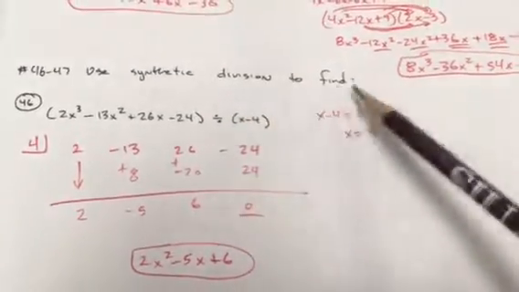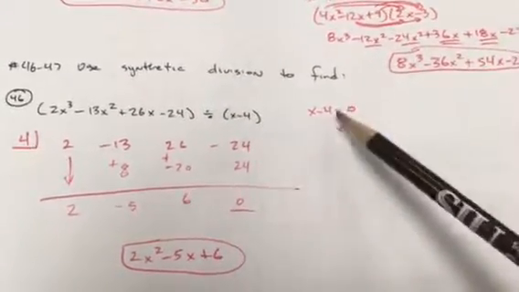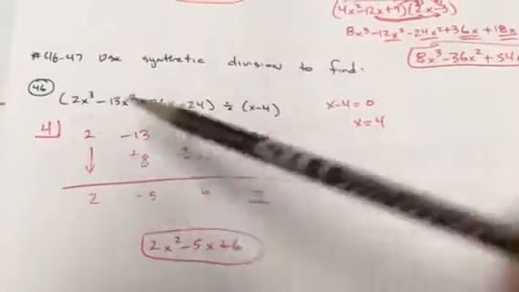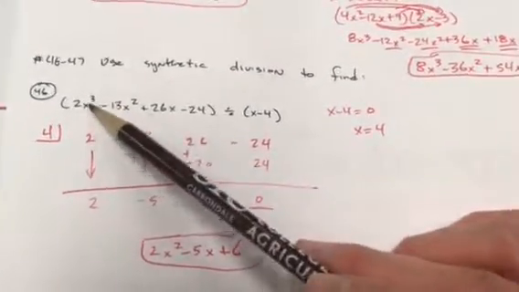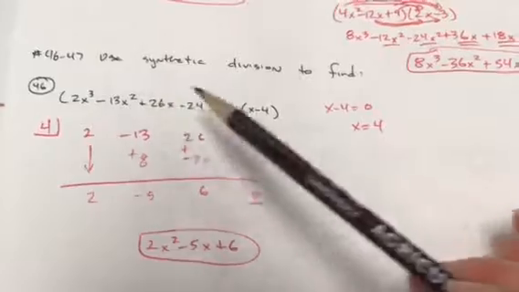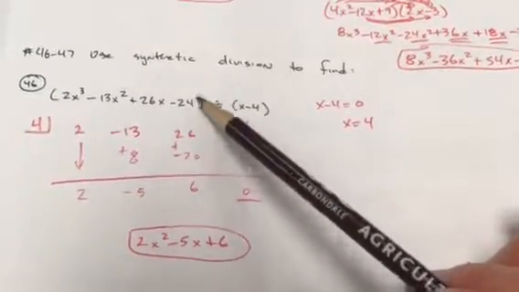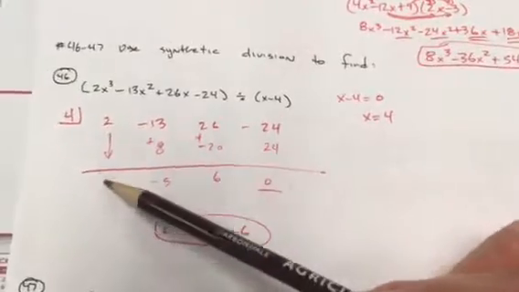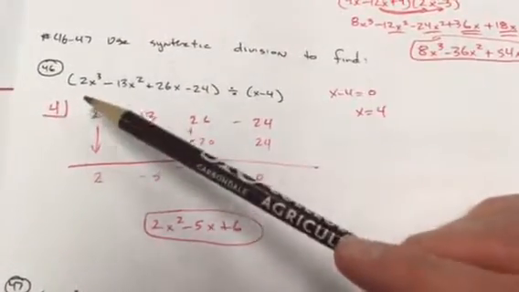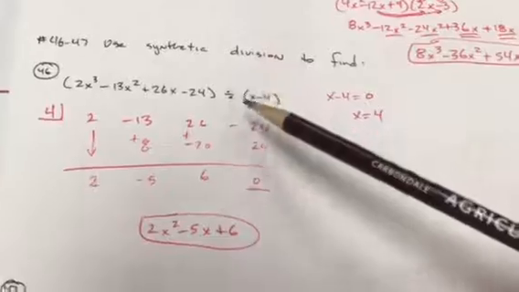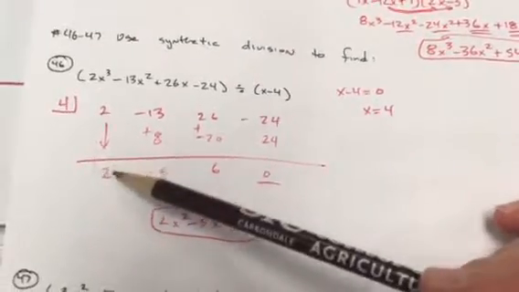46 here. Use synthetic division. We always set what we're dividing by equal to 0. We're checking if 4 is the solution here. 2 is for 2x to the third. Negative 13 is for negative 13x squared. 26 is for 26x. Negative 24 is for that constant, negative 24. Always bring down that first term, 2, because you're really doing 2x to the third divided by a 1x. That's going to give you 2 as your coefficient.